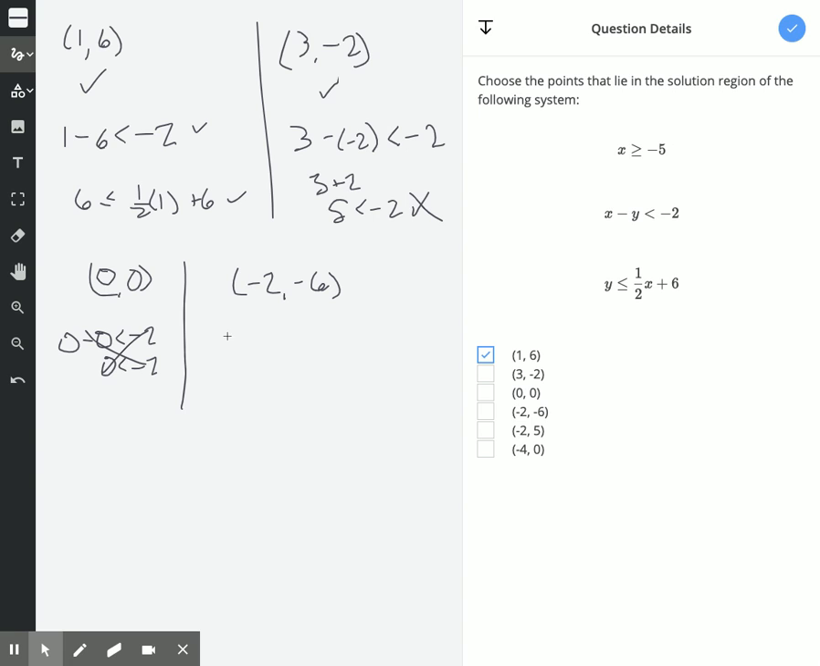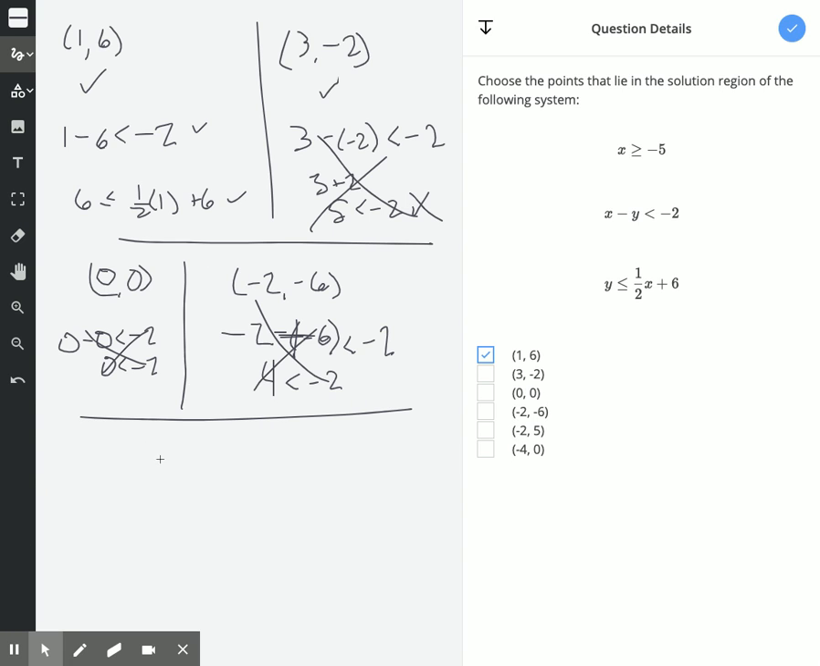So then what about -2 minus -6? Is that less than -2? Well, let's see. That becomes a big plus sign. So then that becomes a +4. A +4 less than -2? No, that doesn't work. Okay. That was a big X too.